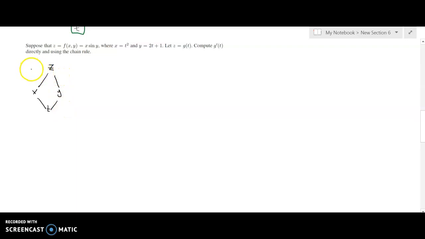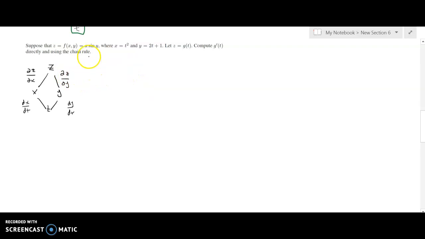And so, once again, we can label these and call this dz dx and dz dy. And then we know that x is a function of t, so we'll have dx dt and dy dt. So once again, we're using the partial operator here because z is a dependent variable that has two independent variables, but x and y can be thought of as dependent variables that only have one independent variable, t, and so we don't need to use the partial notation here.